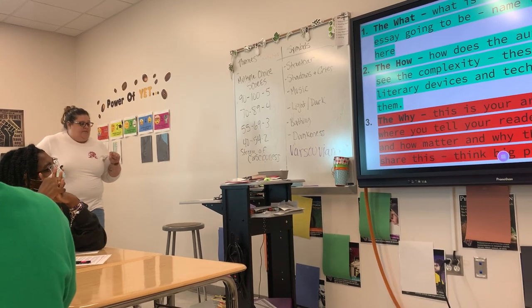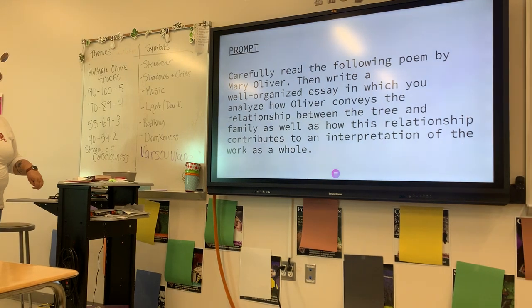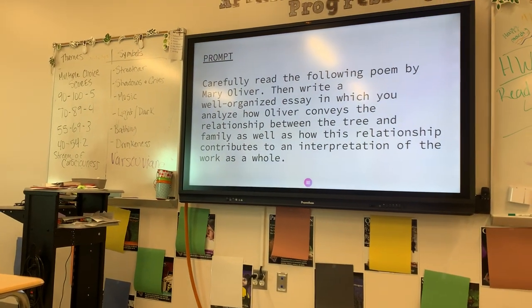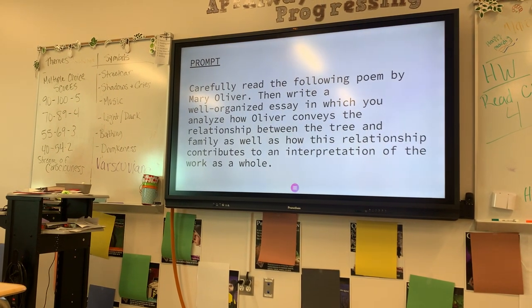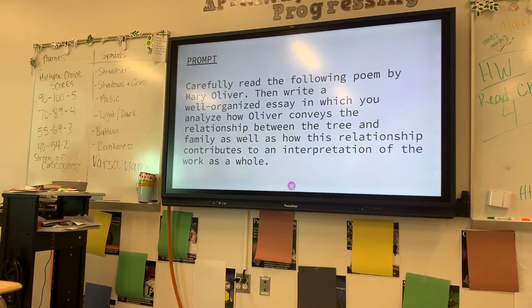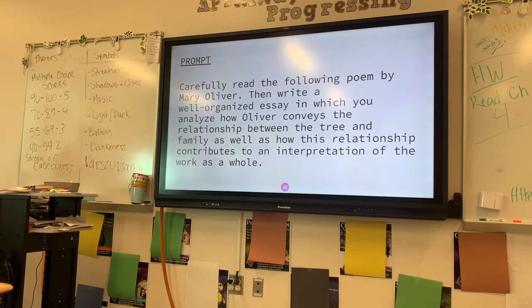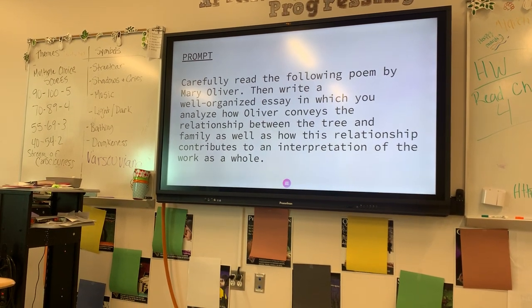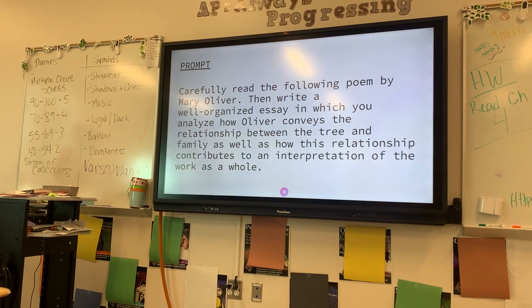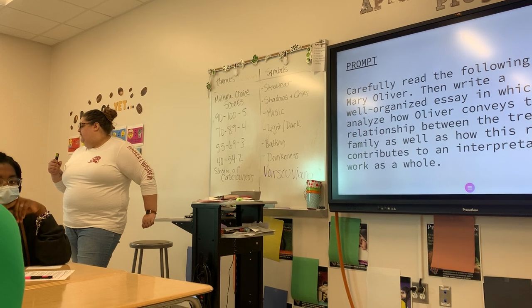So let's take a look at a couple of thesis statements on your paper. First, let's read the prompt. Ms. Jefferson, read this prompt for me, please. Carefully read the following poem by Mary Oliver. Then write a well-organized essay in which you analyze how Oliver conveys the relationship between the tree and family, as well as how this relationship contributes to an interpretation of the work as a whole. Okay, so there's a prompt. On your paper, we've got three.